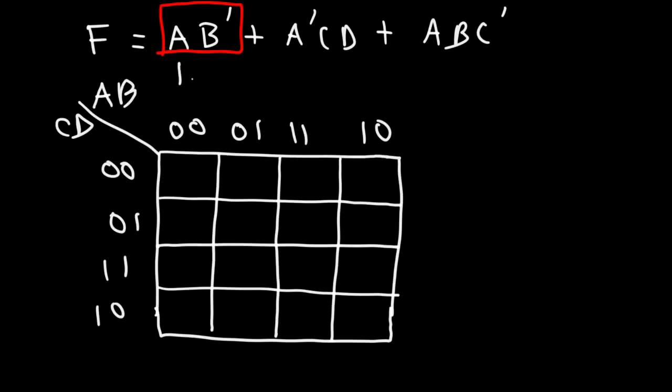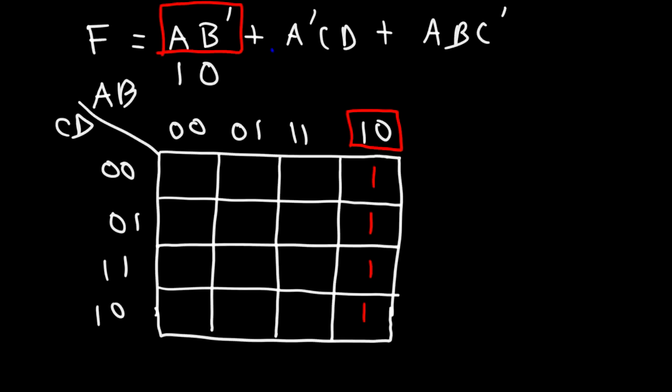So we have A, which we're going to put a 1 for that, and for the complement of B, let's put a 0. So when is A 1 and when is B 0? A is 1 and B is 0 anywhere in this column. So we're going to put a 1 everywhere in that column.